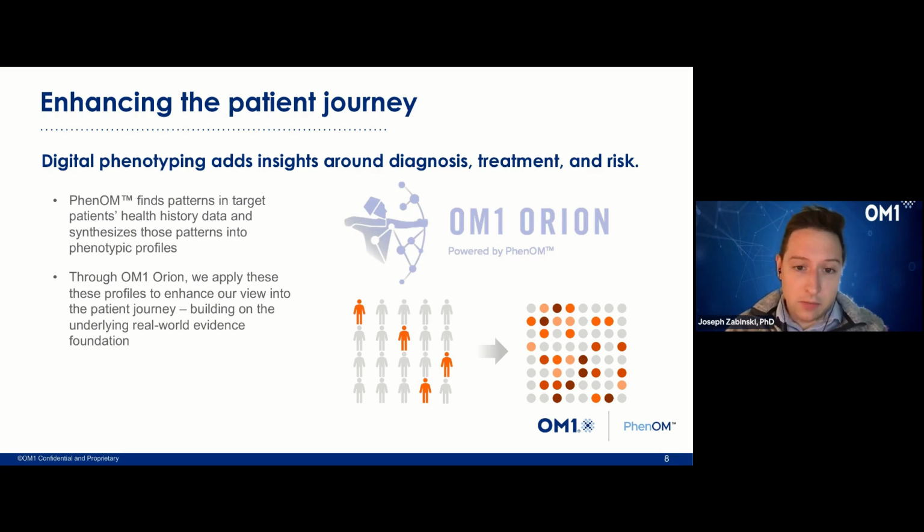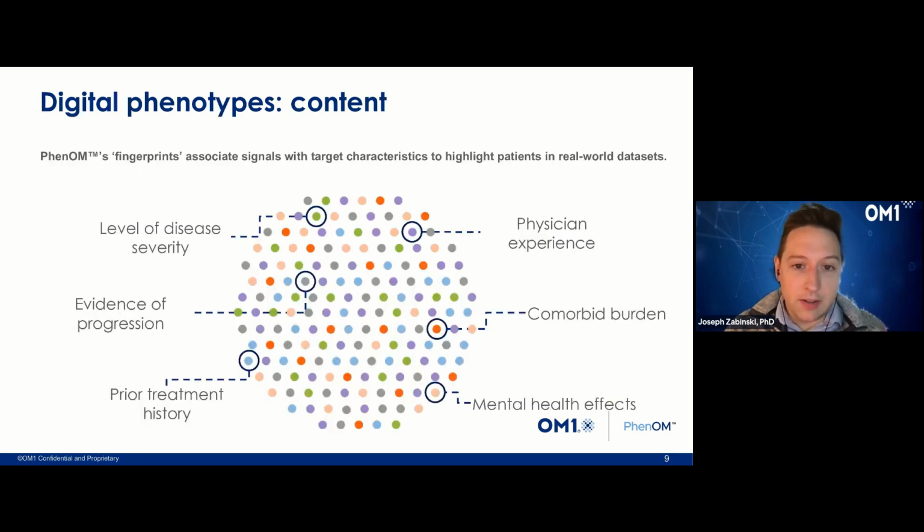You'll hear me reference OM1 Orion. This is our technology built on top of digital phenotyping that specifically applies it to answer questions of relevance to patient journey analyses. And just to give a bit more clarity on what I mean by these digital phenotypes, I referenced that they come from patients' longitudinal real-world data of health history records. But in terms of the little atomic pieces of evidence that live inside of them, they're the things that are on the screen here.